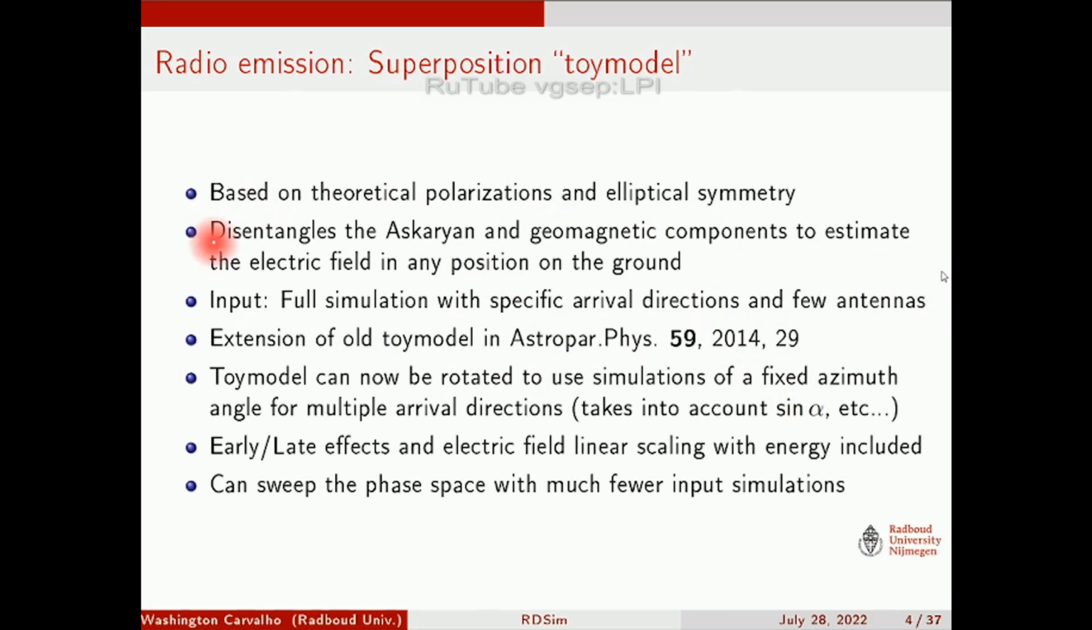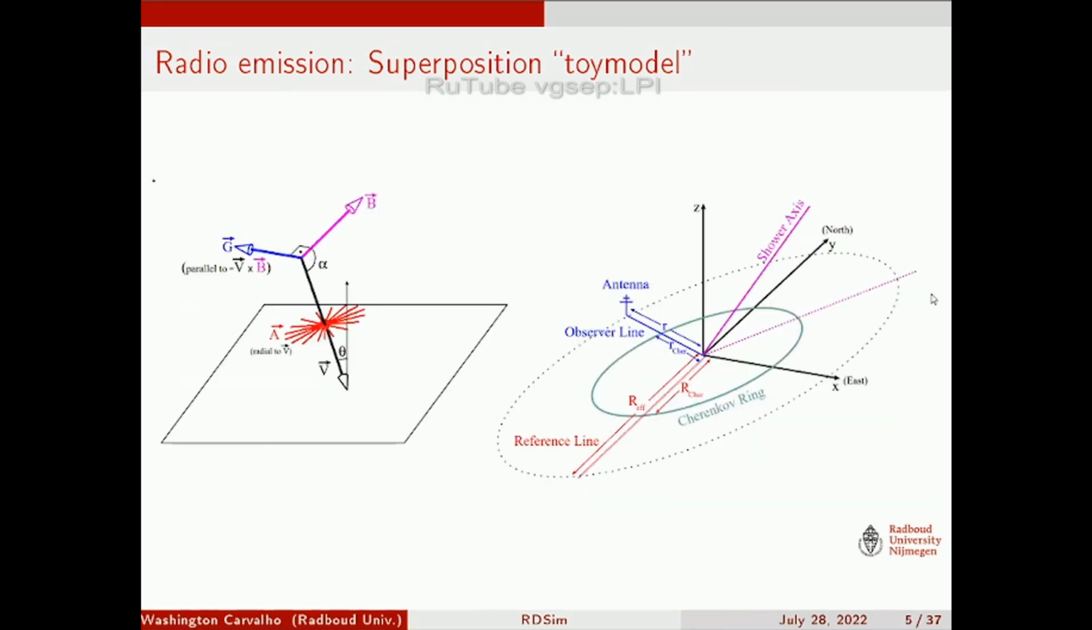This is actually an extension of an old toy model that we developed long ago in Santiago. Now this toy model can be rotated, so that we can use one simulation of a shower coming from one direction and basically torture it to make it think it comes from another direction. We also included early-late effects that are really important for more inclined showers, and a simple scaling with energy. So now we can sweep the phase space with many fewer simulations.